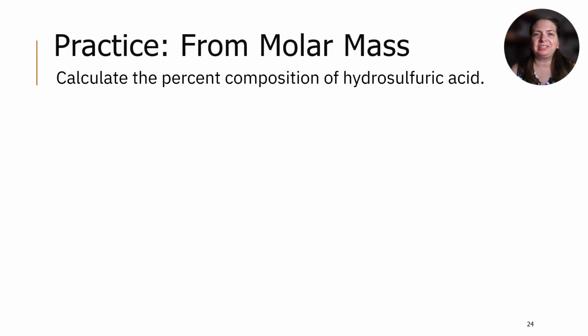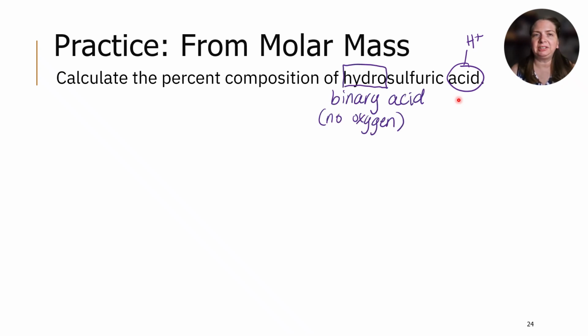Now let's calculate the percent composition of hydrosulfuric acid. For this problem, we need to translate the name into a chemical formula so that we can calculate the molar mass. This compound is an acid, meaning it contains hydrogen ions. The prefix hydro tells us that this is a binary acid, meaning there is no oxygen present. The root name tells us that the anion is sulfide. Sulfur forms a 2 negative ion, so we need 2 hydrogen ions to make this compound neutral. The chemical formula is H2S.